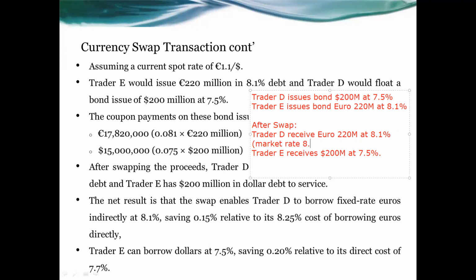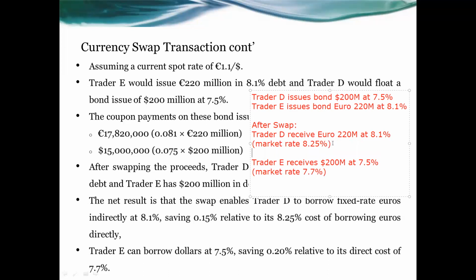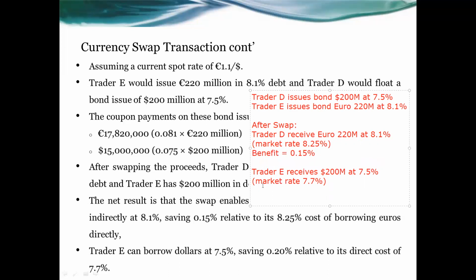The market rate, it is 8.25%. But in here, the market rate, that is 7.7%. So what is the benefit then? What is the benefit? So trader D's benefit equals how much? 8.25% minus 8.1%, that is 0.15% benefit he received indirectly while doing this currency swap transaction, and trader E received the benefit of how much?